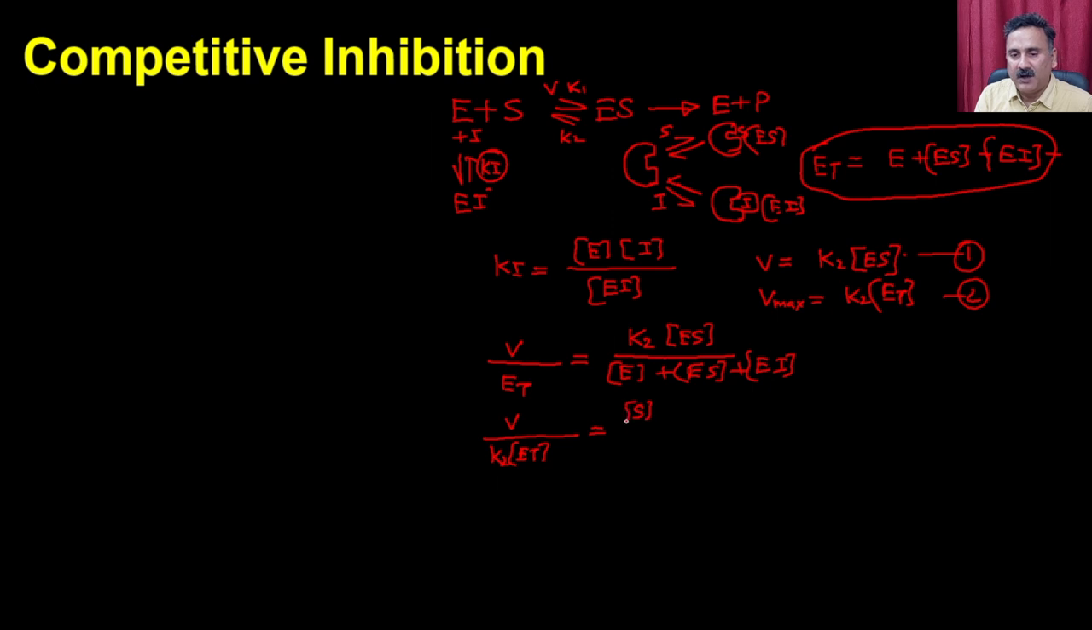So I put the substrate divided by the Km multiplied by the enzyme E, and I can do this whole thing. So I can put the enzyme concentration plus substrate divided by Km, bracket, and E, plus inhibitor divided by Ki, and multiplied by E. This I have taken from here, this I have taken from here.